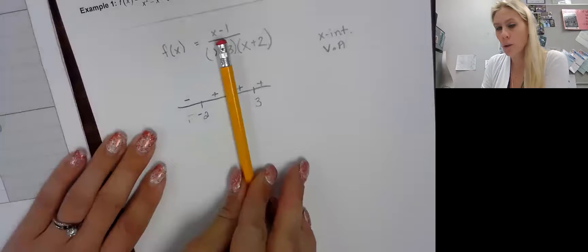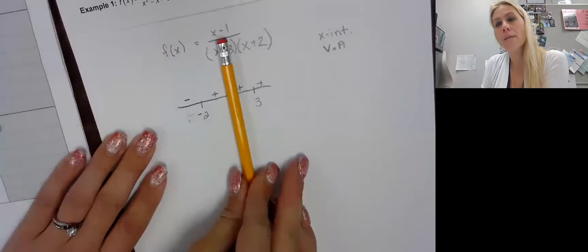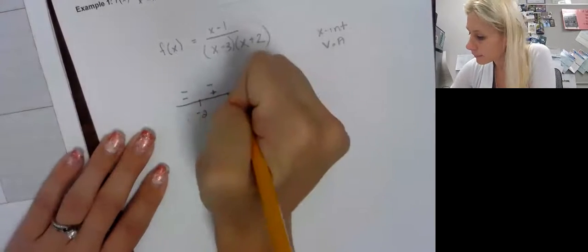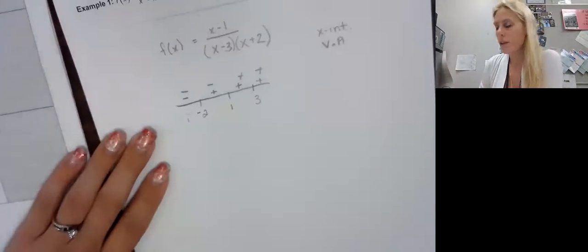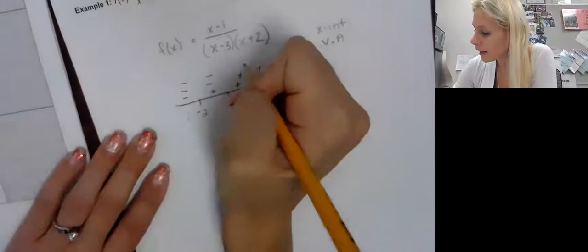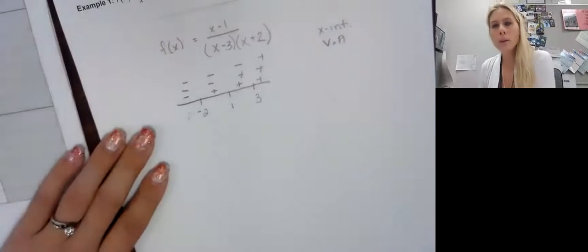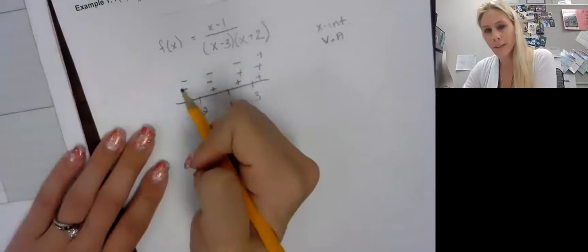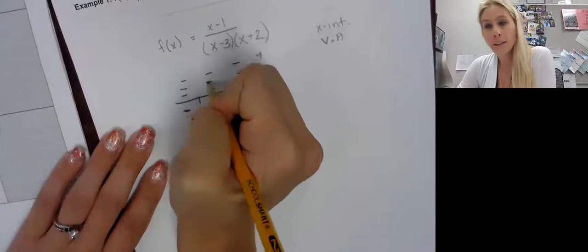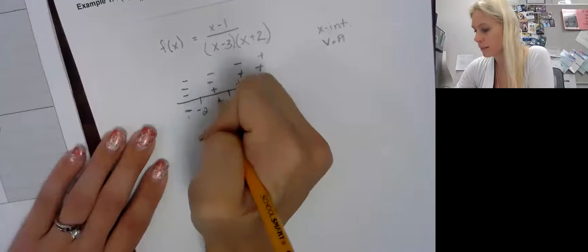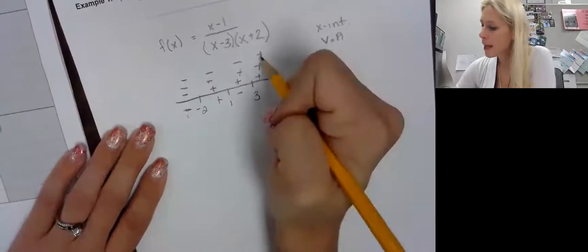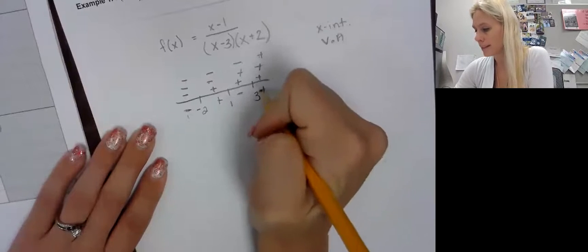I have to do that then for the 1. So I put my pencil there. Everything to the left is negative. Everything to the right is positive. And I do that for the 3. Everything to the left is negative. Everything to the right is positive. And then I multiply straight down. Negative times a negative times a negative is a negative. Didn't we say that was going to be a negative? Negative times a positive times a positive is a positive. Negative times a positive is a negative. And positive is a positive.